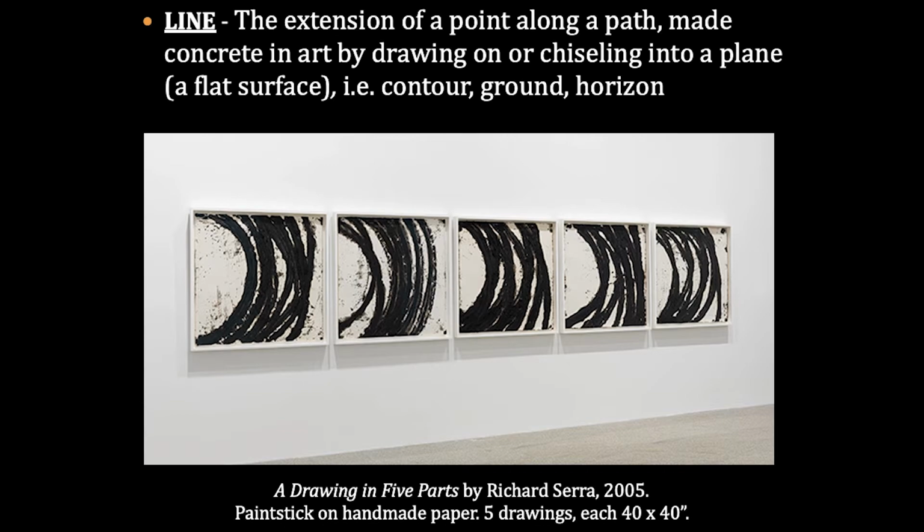And we have a few different types of line. We have contour lines, ground lines, horizon lines. There's a few different ones. And this is a really nice linear work by Richard Serra that I've always really liked. And we can see how he's really simplified the color palette here just with monochromatic black and white.